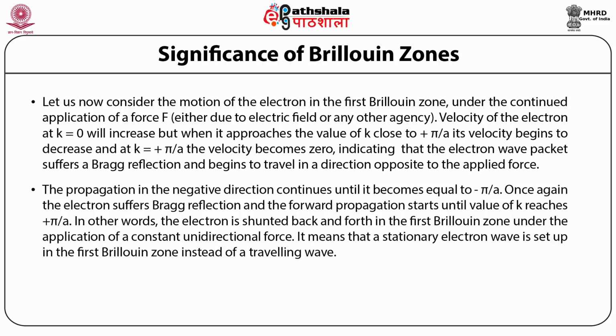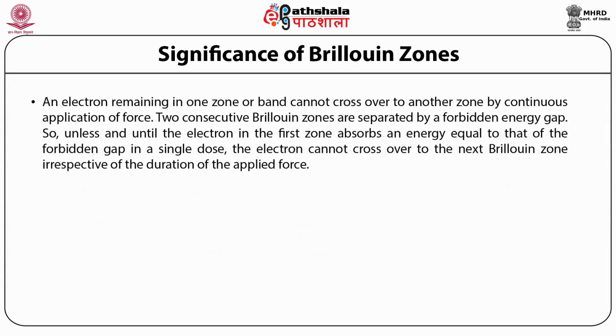Once again, the electron suffers Bragg reflection and the forward propagation starts until the value of k reaches plus pi by a. In other words, the electron is shunted back and forth in the first Brillouin zone under the application of a constant unidirectional force. It means that a stationary electron wave is set up in the first Brillouin zone instead of a traveling wave. An electron remaining in one zone or band cannot cross over to another zone by continuous application of force. Two consecutive Brillouin zones are separated by a forbidden energy gap.